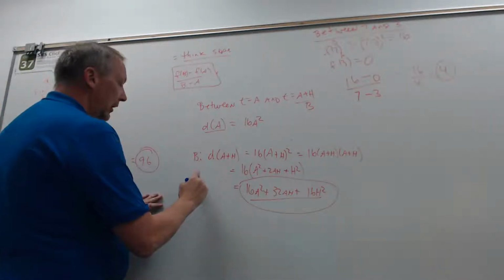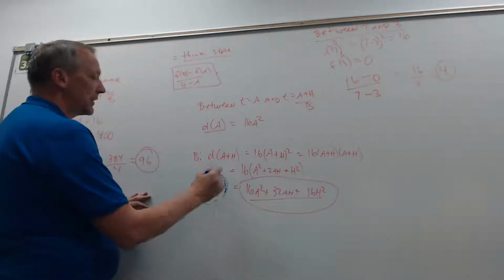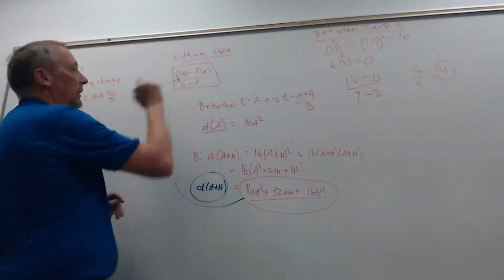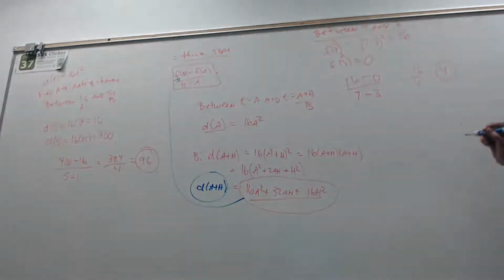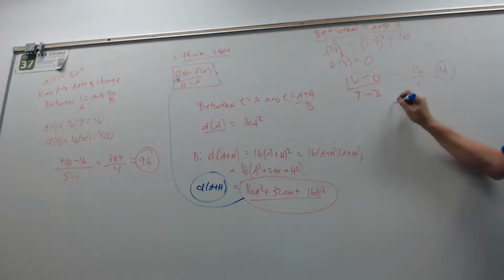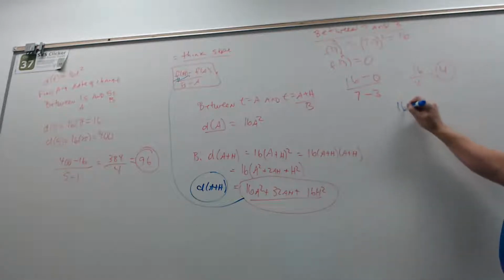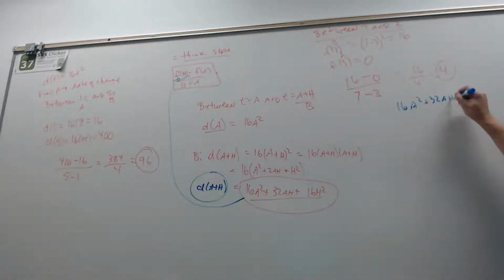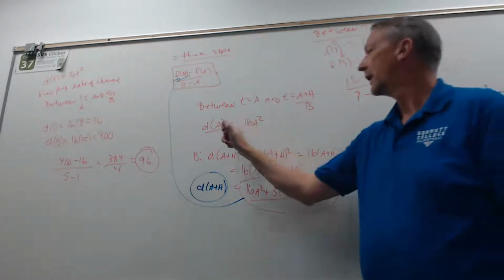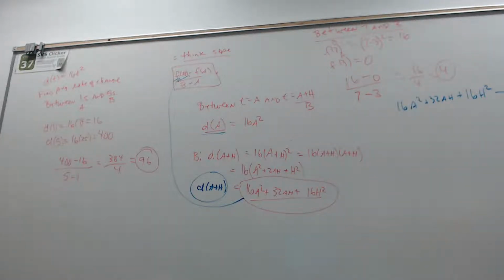So this is D of A plus H equals that, okay? So we're gonna stick this right there. Okay? So then I'm gonna get what? So that would be 32AH. Let me just write, so F of B is this whole thing. So 16A squared plus 32AH plus 16H squared, right? And then we're gonna subtract off F of A, or D of A, which is 16A squared. Okay?